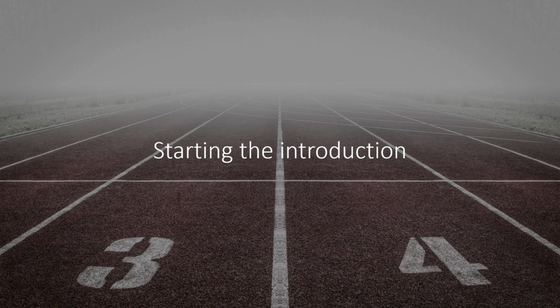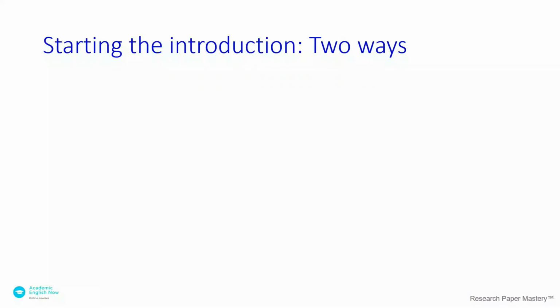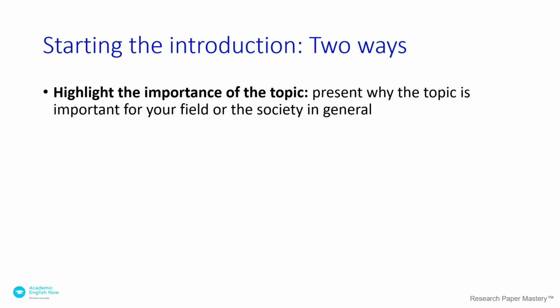So first of all, how do you start the introduction? Well, there are basically 2 ways in which you can do that and in which most researchers typically do this. The first way is to highlight the importance of the topic. So basically, you want to tell us why the topic is important for your field or the society in general. And this is really good because straight away it kind of hooks the reader and the reader understands why they should be reading about this topic.